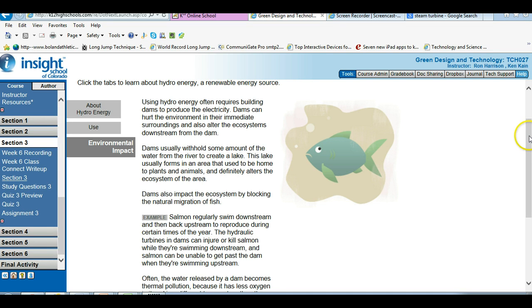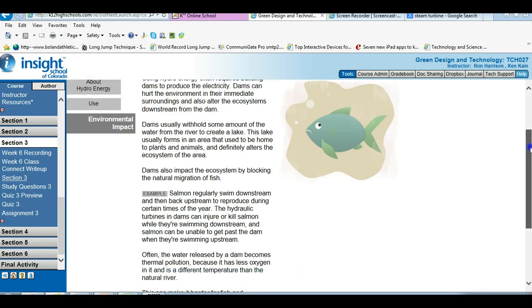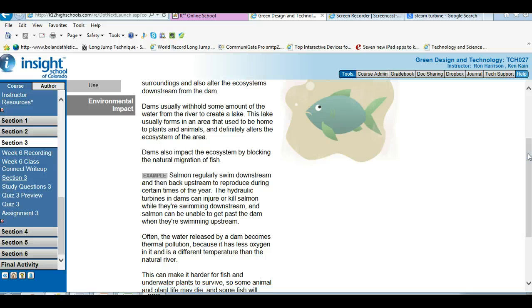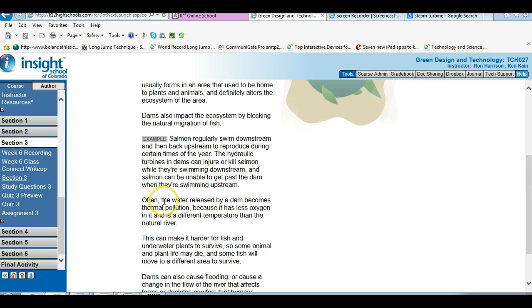So many of you go to dams in the summertime, go to the lake. One of the greatest impacts of dams, especially in the Northwest, like Washington and Oregon, where they have salmon that swim up the river, is that we know that salmon swim upstream to reproduce, right? One time they reproduce in their life and then they die. But with the turbines in the dams, the salmon can't get past the turbines. The other thing is that often the water can create thermal pollution. The water can be different temperatures coming out of the dam, so that can be bad. But really the biggest thing is on the fish that are trying to get back upstream.